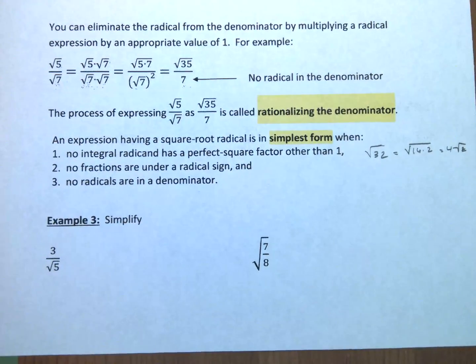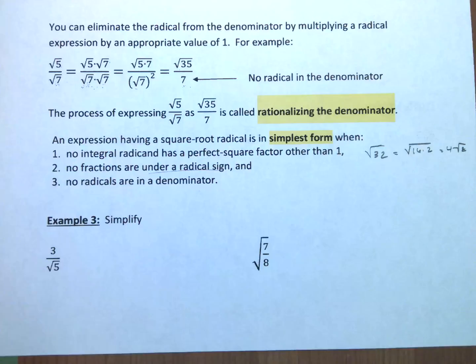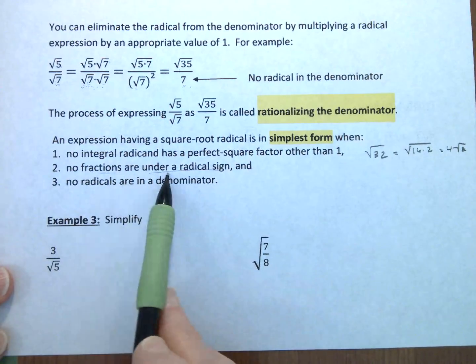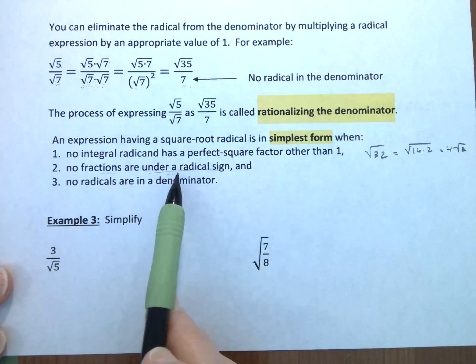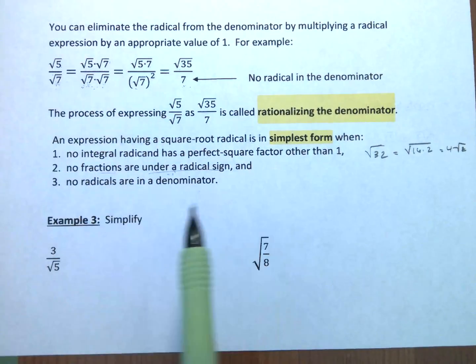There are no fractions under a radical sign, so we've got to get rid of any fractions that are under a radical sign, because if I have a fraction under a radical sign, that means my denominator is irrational. Okay, so here we have fractions under a radical sign, and no radicals are in the denominator.